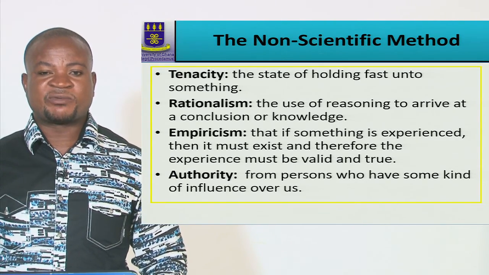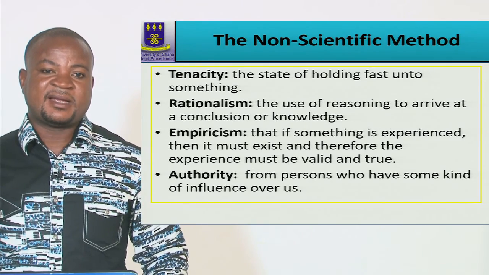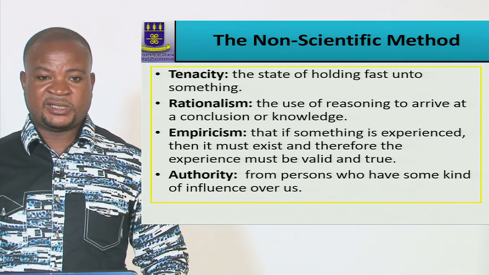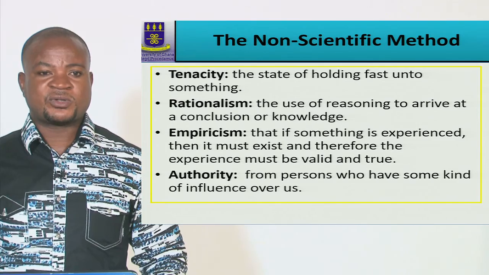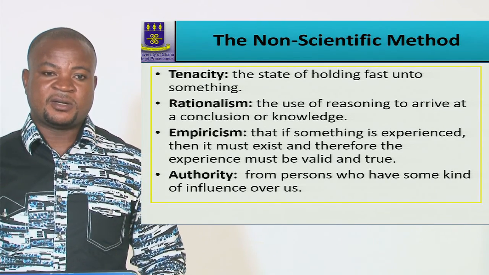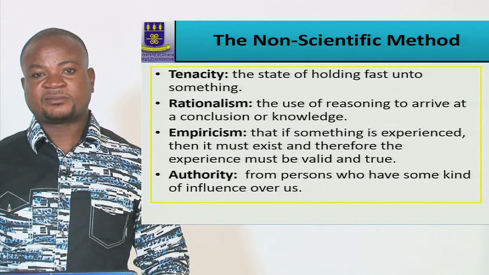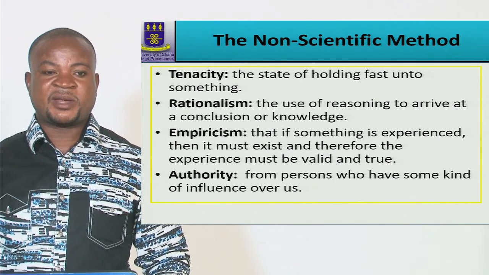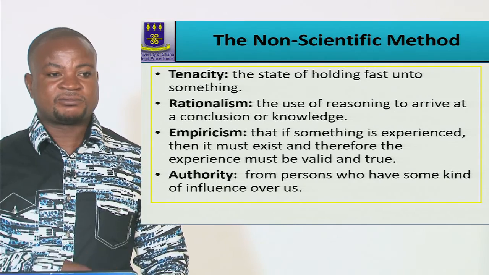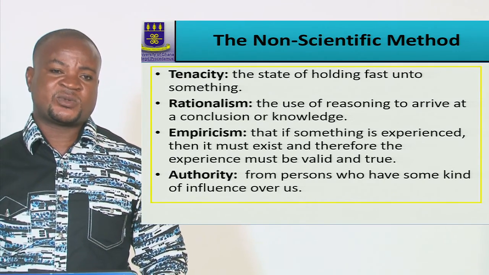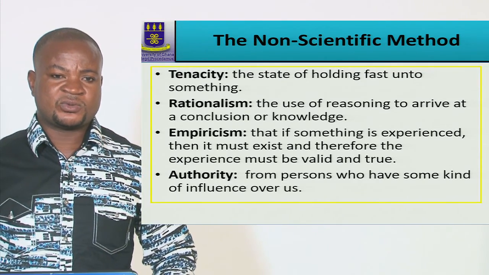That is the use of reasoning to arrive at a conclusion or knowledge. This is more about logic, the use of logic. If Amma is a girl, then it might be a student. So if Kofi is a girl, then definitely might be a student. These are logical ways of coming to knowledge.